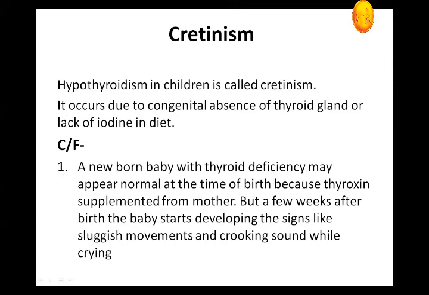And when she compares with other children, growth and height, like you say a 4-month-old baby is this much, this one looks like 6 months, this one looks like 7 months. When she compares, the height is decreased, stunted growth. A newborn baby with thyroid deficiency may appear normal at the time of birth because of thyroxine supplemented from the mother. But a few weeks after birth, the baby starts developing signs like sluggish movements and a croaking sound while crying.